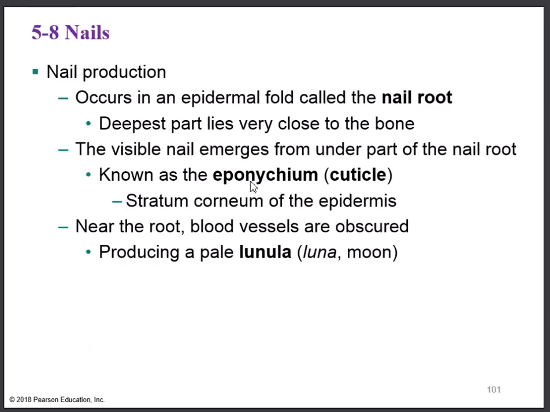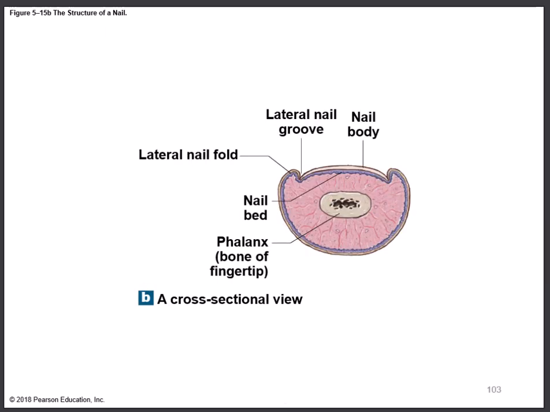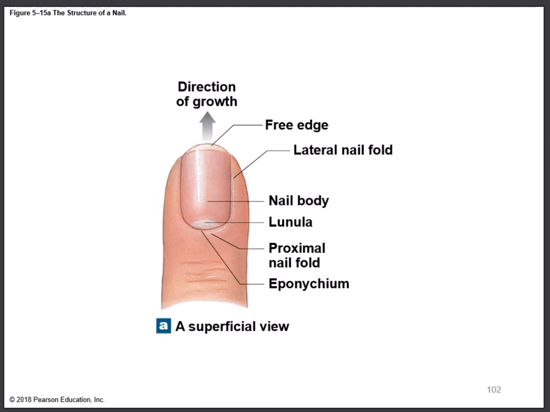The eponychium, for those of you that have had a manicure, is what they call the cuticle. This is actually some stratum corneum of the epidermis growing over the nail. So they call that the eponychium. Let's see, we probably see it best right over here. So here's the nail body. There's a little bit of a film right here. That's part of the stratum corneum of the epidermis growing out over the nail. They call that the eponychium.